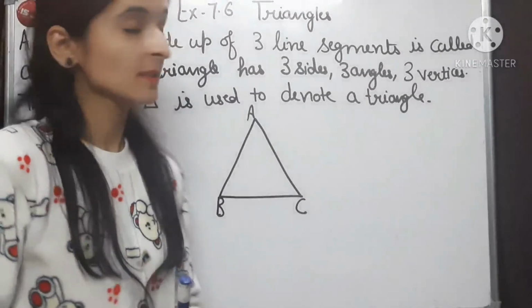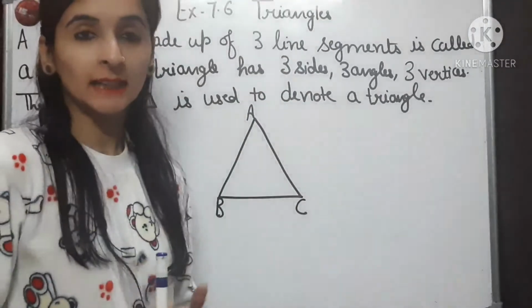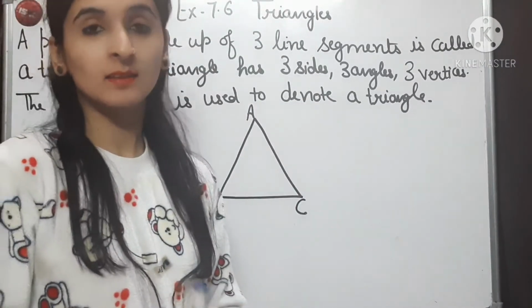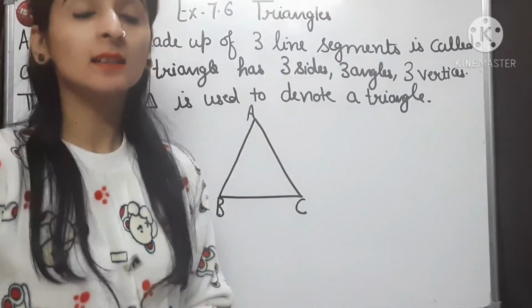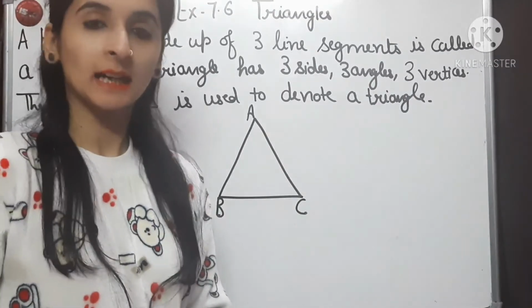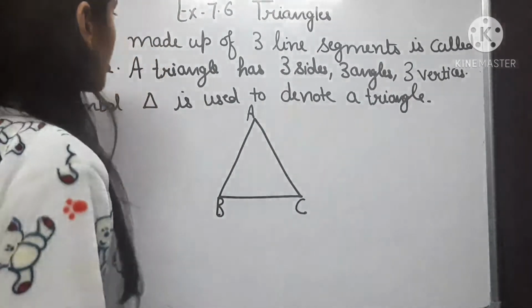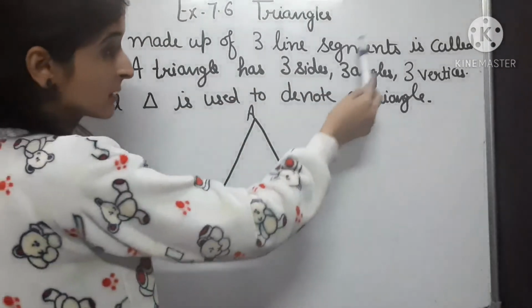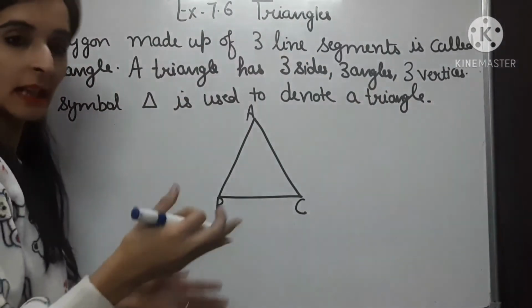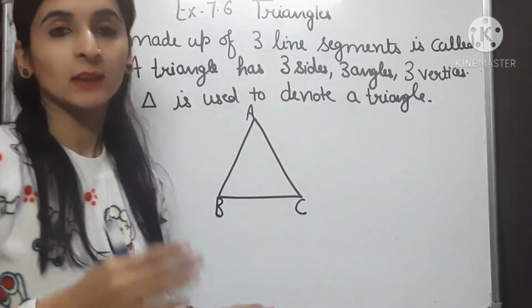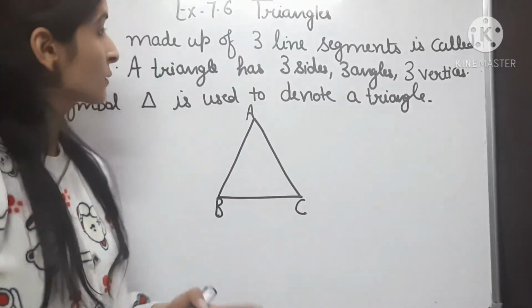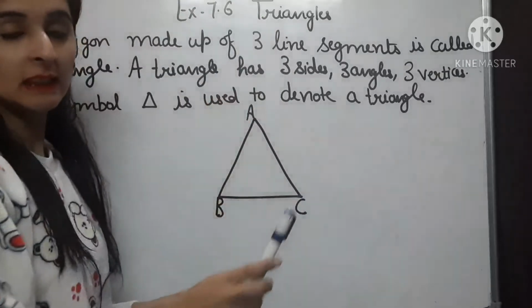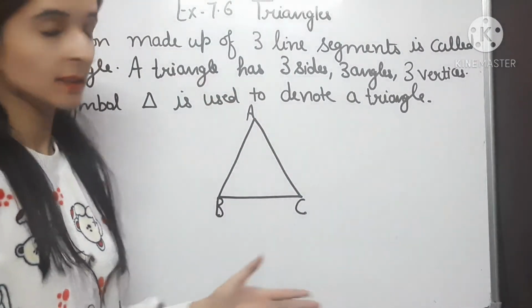Then we have to discuss triangles. What are triangles? As we have already discussed, a triangle is a polygon. Yes, a triangle is a type of polygon. So now, what is a triangle? A polygon made up of 3 line segments is called a triangle. That is what I told you when I was explaining the polygons.